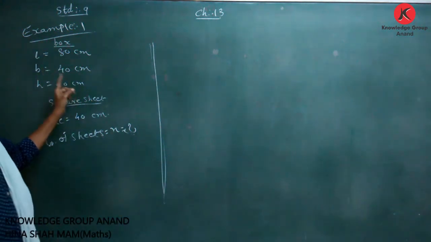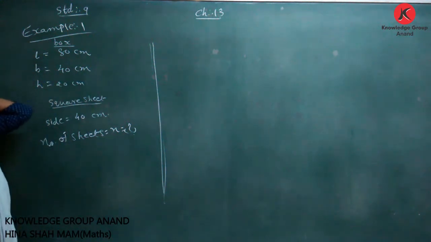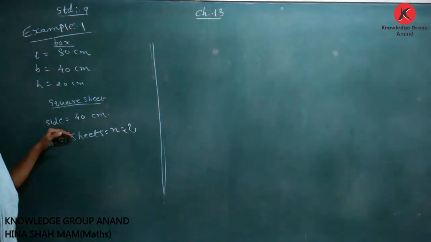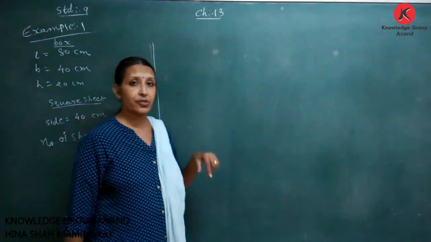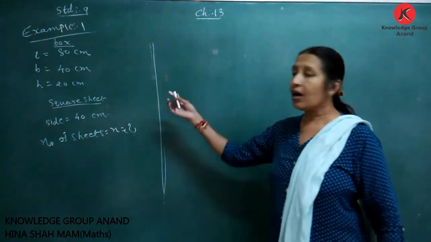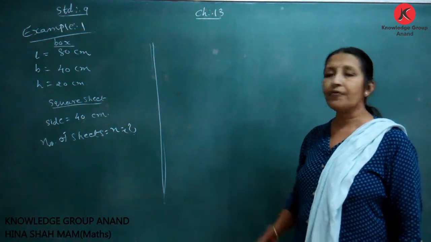Please open your textbook, read the question. Here box length is equal to 80 cm, breadth is equal to 40 cm and height is equal to 20 cm. First we find the total surface area of the box and the area of the square sheet. Number of square sheets is equal to the surface area of the box upon the area of the square sheet.